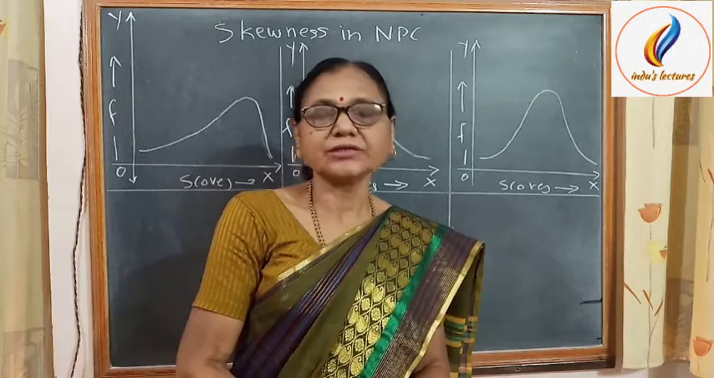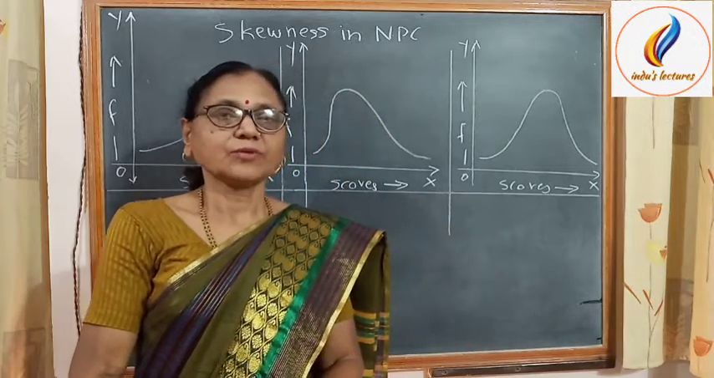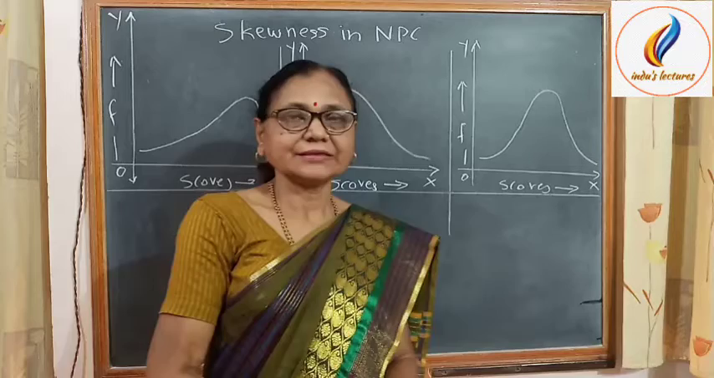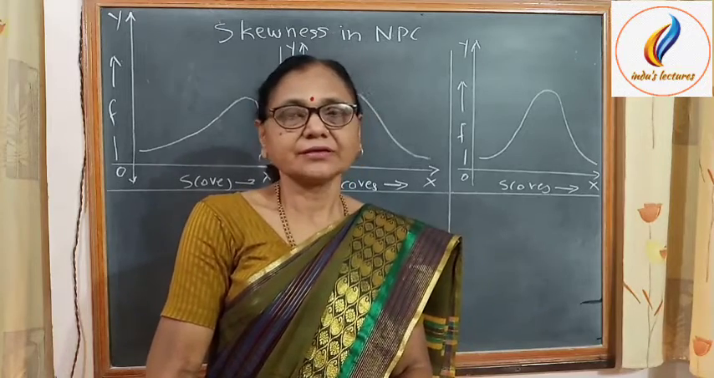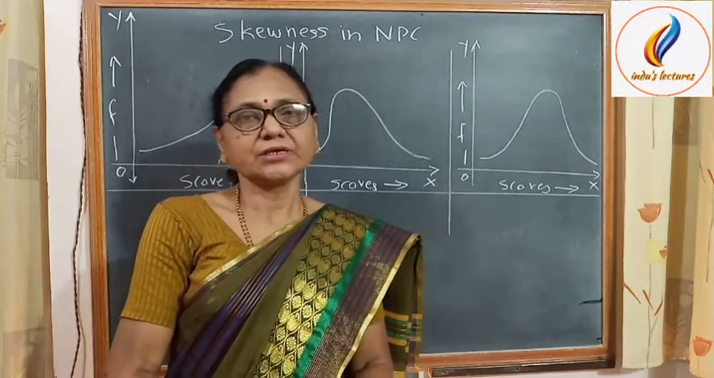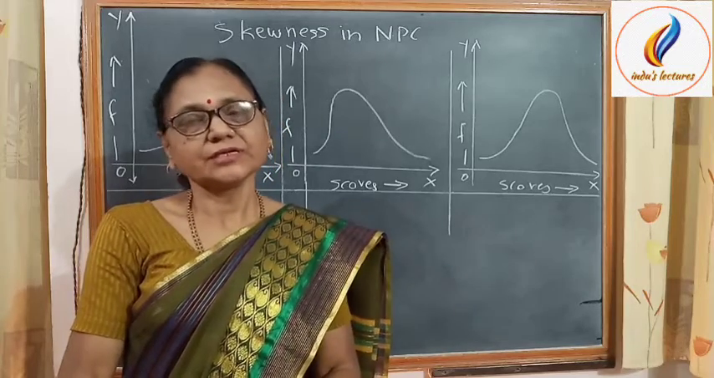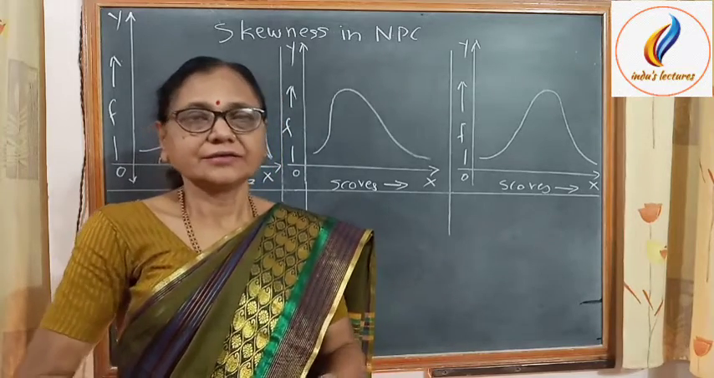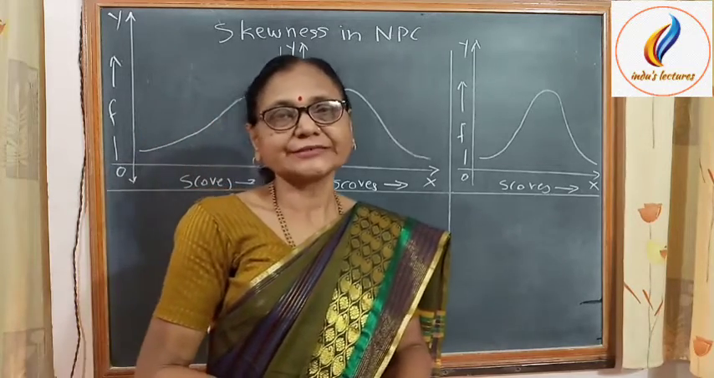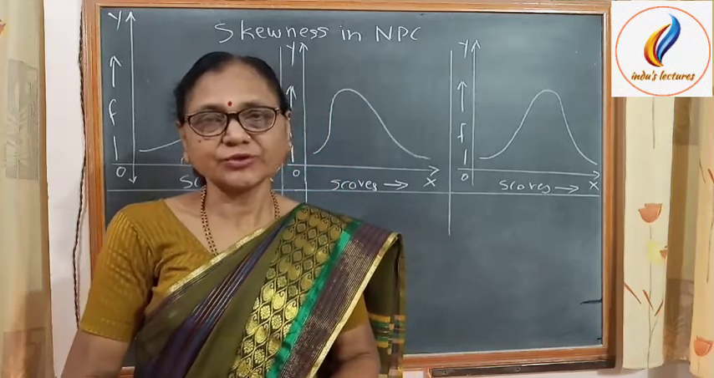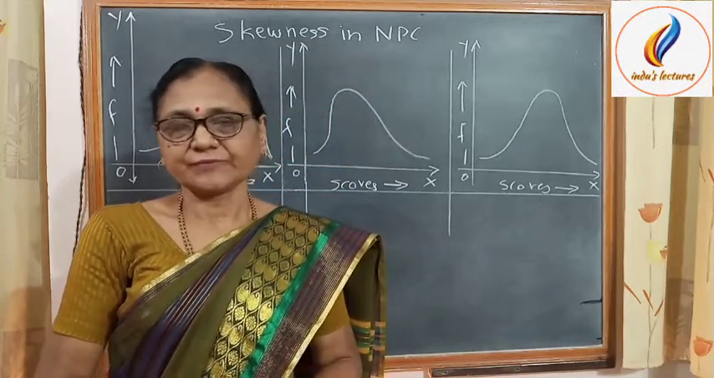In class about the meaning of normal probability curve. But it can be said that the normal curve sometimes deviates from normality. That means the curve deviates from the normality, and there exists a skewness in the normal curve. In this part, we will discuss the skewness in probability curve.